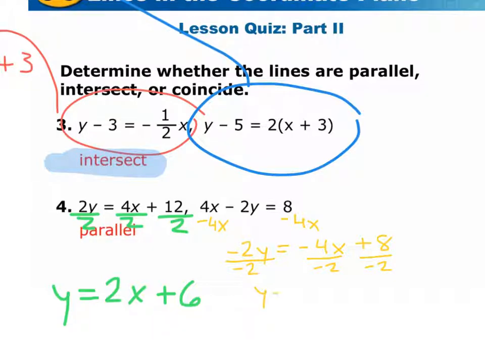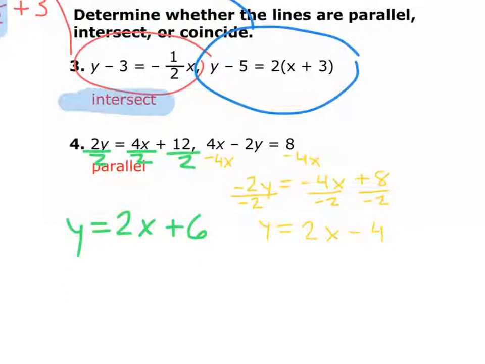And we get y is equal to, we have a -4 on top of a -2, so this becomes a positive 2x. And a positive on top of a negative, so this will be -4. Our slope in this equation is 2, and our slope in the first equation is also 2. Now we look at their intercepts and see if they are the same. We have 6 and -4. So these are not the same.